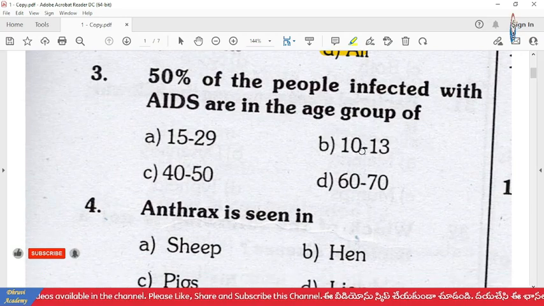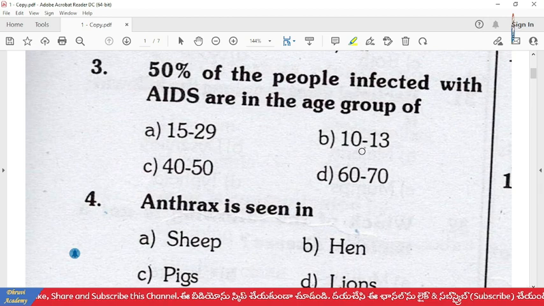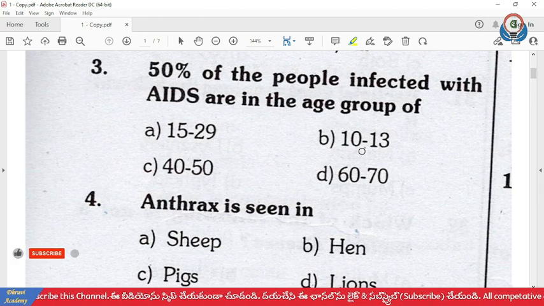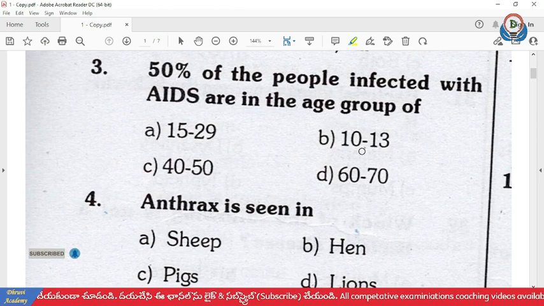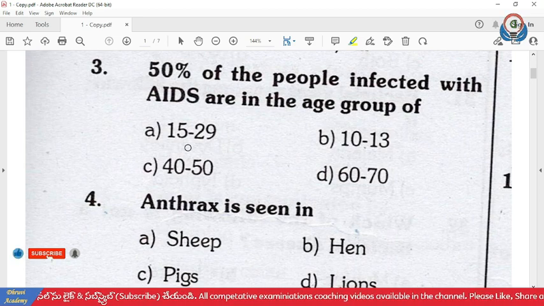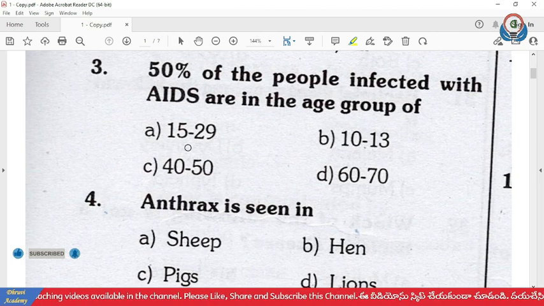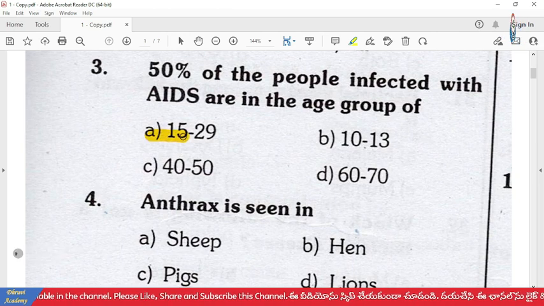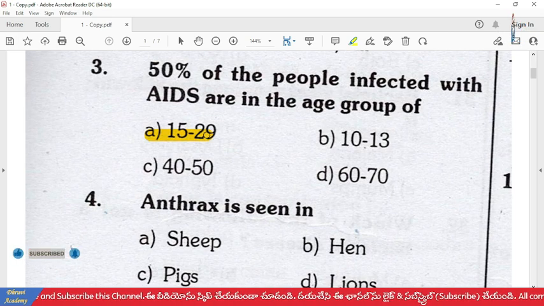Next one. 50% of the people infected with AIDS are in the age group. In which age group is AIDS affected mostly? They are asking about 50% of people. Is it A 15 to 20 years, B 10 to 13 years, C 40 to 50 years, or D 60 to 70 years? Which is the correct answer? Answer is option A, 15 to 20 years. These 50% people are mostly affected with AIDS in this age, 15 to 20 years.